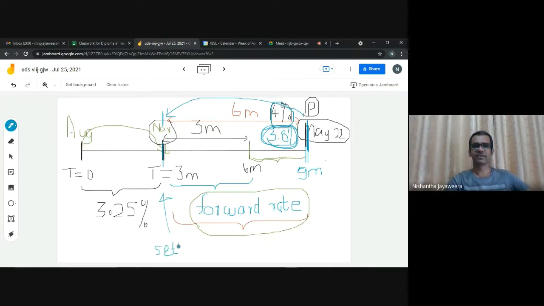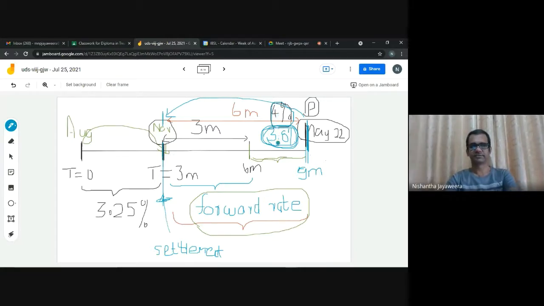You don't wait until maturity. So you settle the transaction on this date based on the interest rate differentials. Clear? Yes, sir.